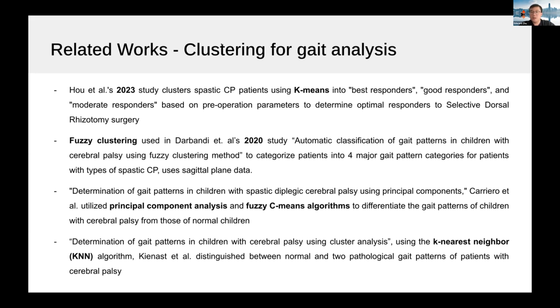the child has. And a similar result was found in the study "Determination of gait patterns in children with cerebral palsy and cluster analysis", which uses the k-nearest neighbor (KNN) algorithm, which was able to successfully distinguish between a regular child's gait and a child that has been affected with some type of CP, but was not able to go further and determine what specific type of CP they had.